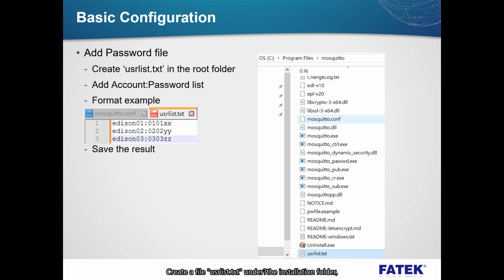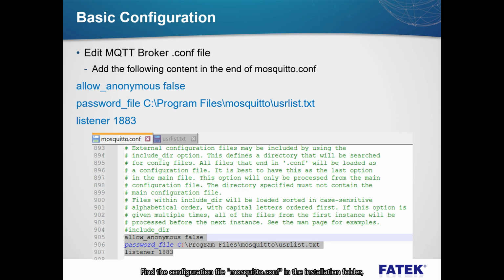Create a file, urls.txt, under the installation folder. Fill in username and password accordingly, and save the file. Find the configuration file mosquitto.conf in the installation folder. Open it, and append the following selected text.